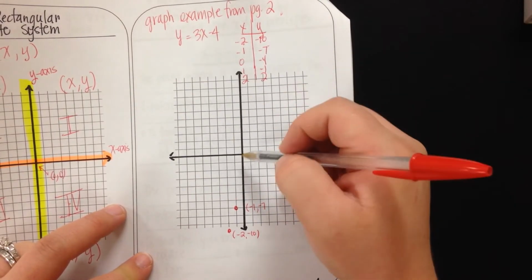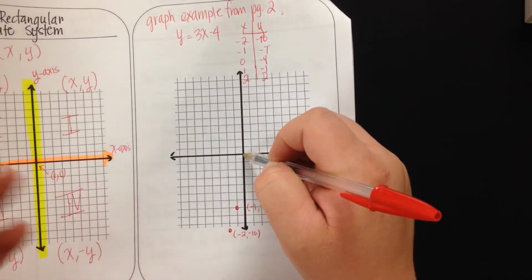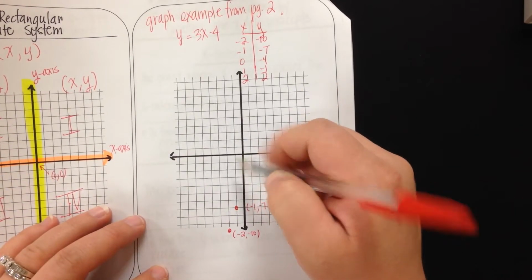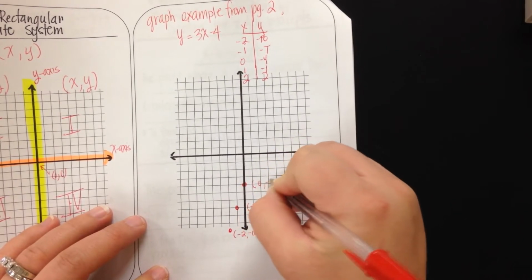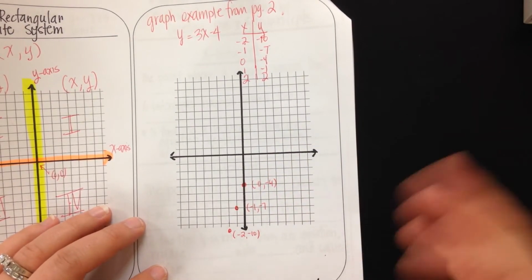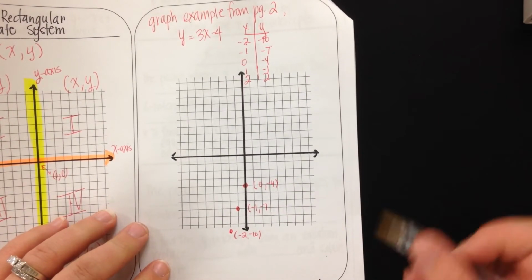Okay, next one, 0, -4. So x-axis is in the middle. We're going to count down the y-axis. 1, 2, 3, 4. Draw a circle, label it. You won't have to label points on all of these, but since this is our notes packet, go ahead and label so you can have something to refer back to.